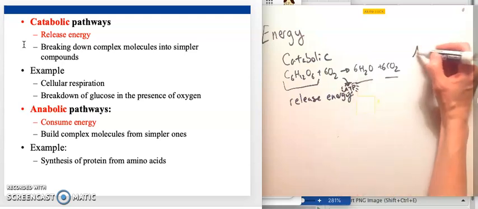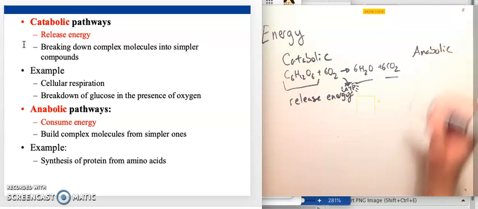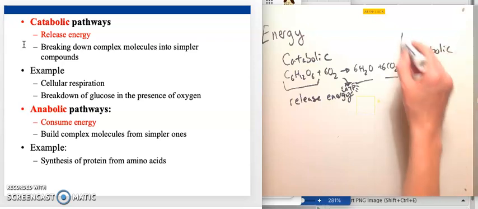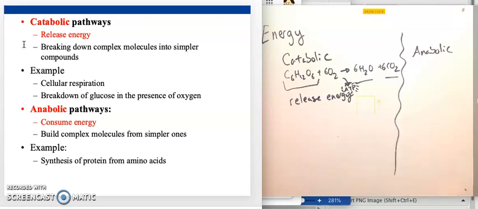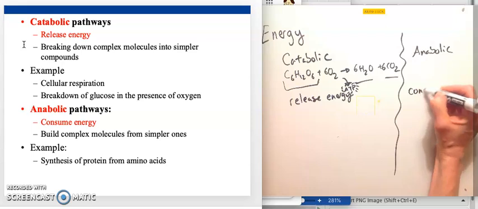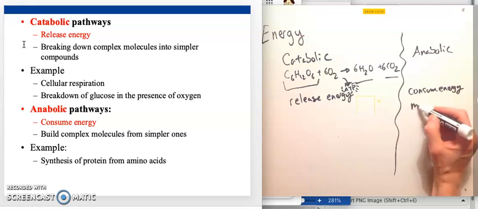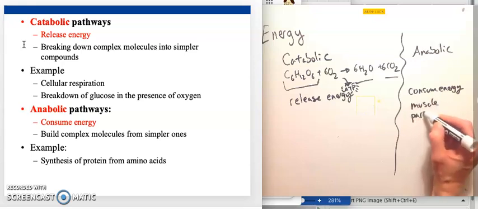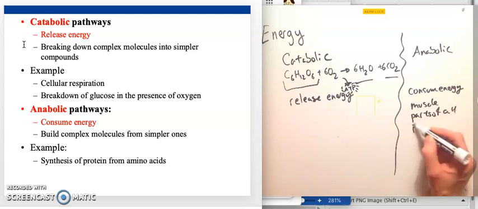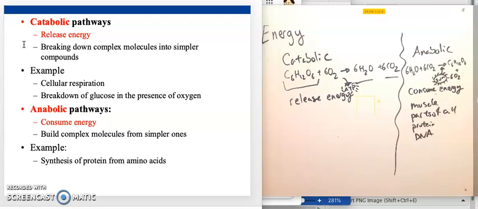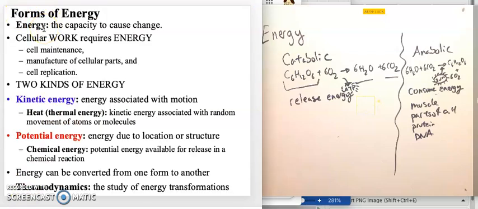On the other hand, anabolic pathways build things up. So when you think about anabolic steroids, they're used to build muscles. Okay? Anabolic pathways consume energy. So this could be building any structures, whether it's muscles or parts of the cell or protein or DNA or whatever. We take this same chemical reaction of cellular respiration and run it in reverse. So if we add energy to water and carbon dioxide to form sugars, that's photosynthesis, and that's an example of an anabolic pathway.